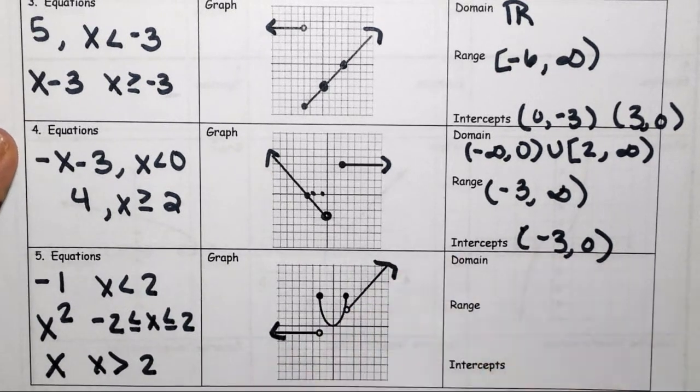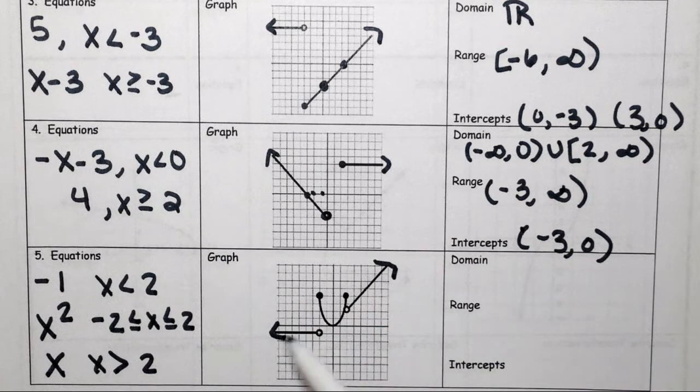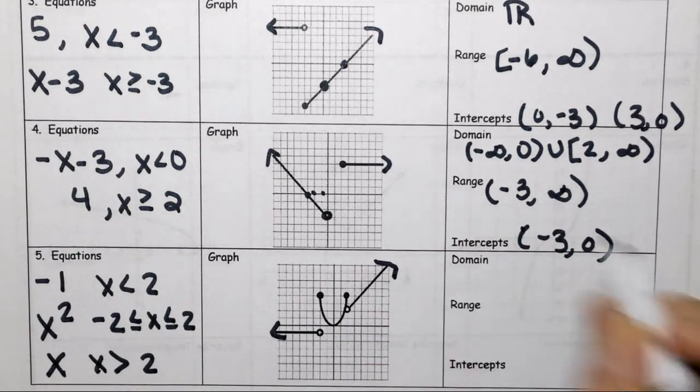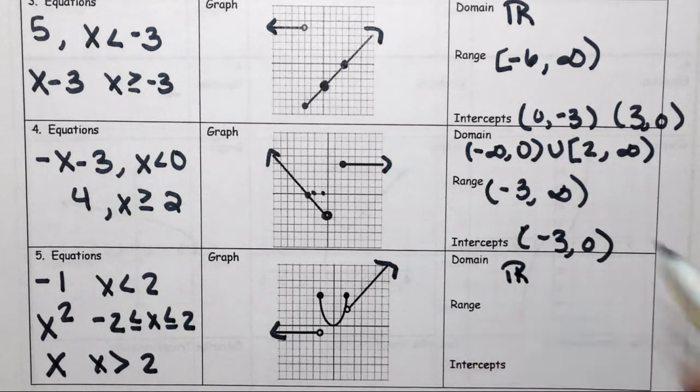Okay, so now we're going to go write our domain. So I go to the left forever because I end up covering up this hole, and then I go to the right forever. So my domain is all real numbers. From the bottom to the top.